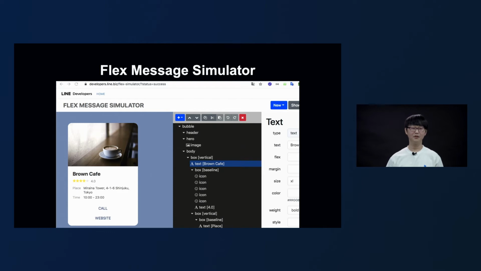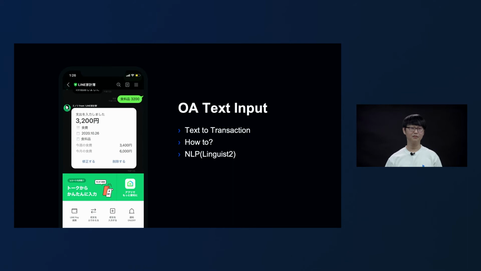That is why the Line Developer site provides a flex message simulator. The simulator can be used to easily form and check messages. The displayed screen can be converted to JSON, and JSON can be converted to a message screen. Now, we can receive an OA message and respond with a message in the format that we want. So here, a message has been sent to the Kakeibo server using an official account.